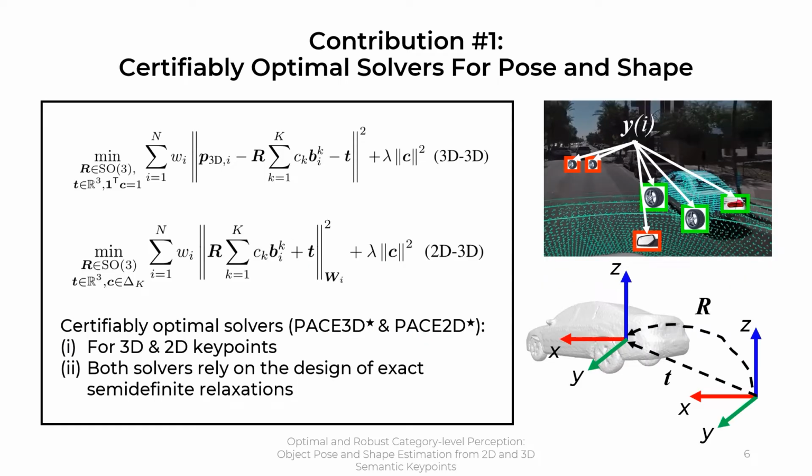Our first contribution in the paper is that we developed two certifiably optimum solvers, named PACE3D star and PACE2D star, for 3D and 2D category-level perception problems. The standard formulations we use, while being expressive, are difficult nonlinear optimization problems to solve. For our solvers, we instead rely on the design of exact semidefinite relaxations to achieve certifiability and optimality.